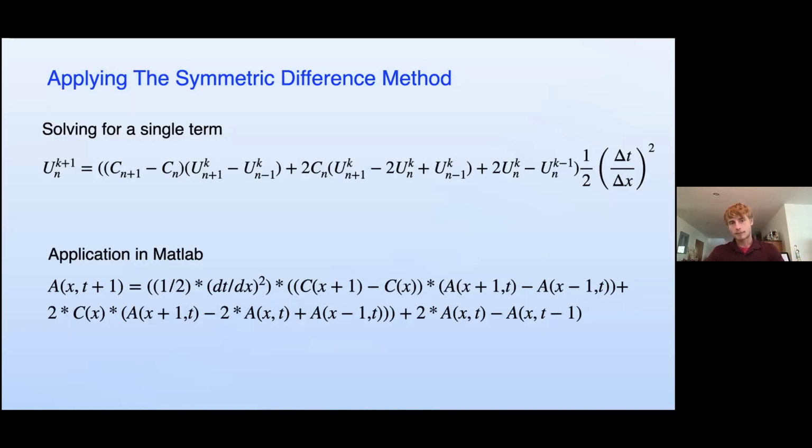Now, the next step would be to solve for one term. So in this case, we're picking u sub n to the k. You could say we're at a specific location, where x corresponds to n and t corresponds to k. We know what happened at this time, and we want to find what happened at the next time. So that's why we have k plus 1.